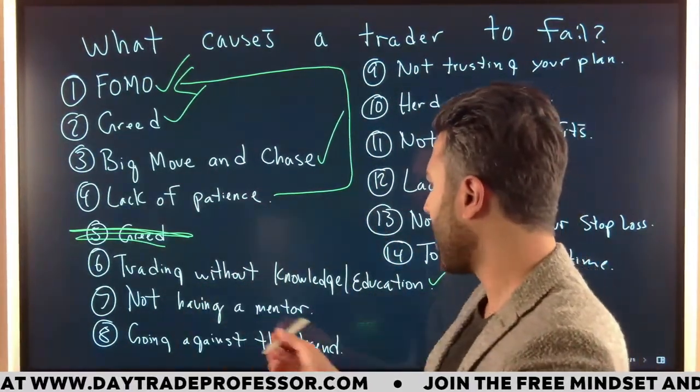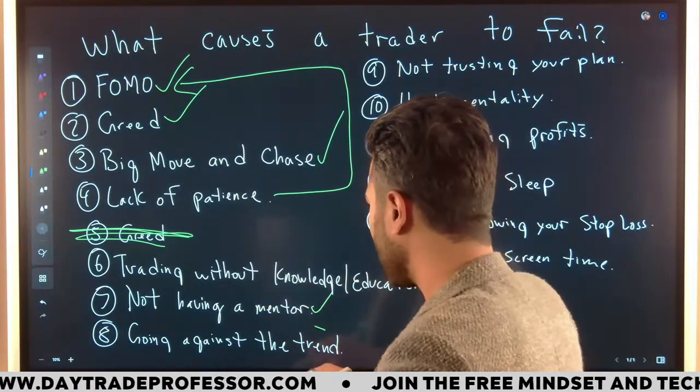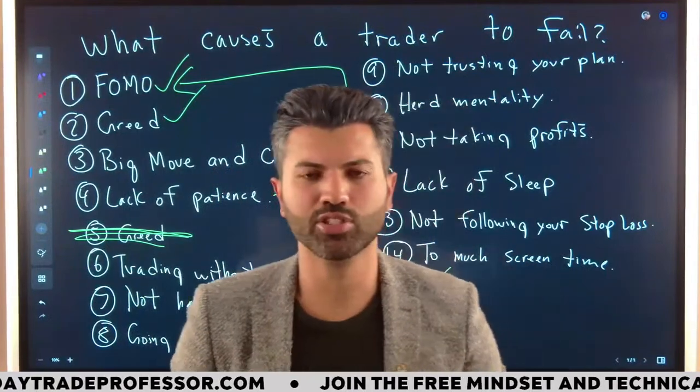Trading mistakes: not having a mentor, I talked about that. 6 and 7 are the same. We're done. All right, number 8, let's go back to the lesson. Number 8, going against the trend.